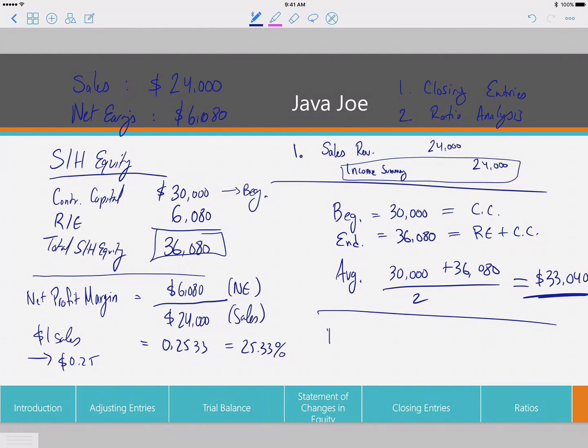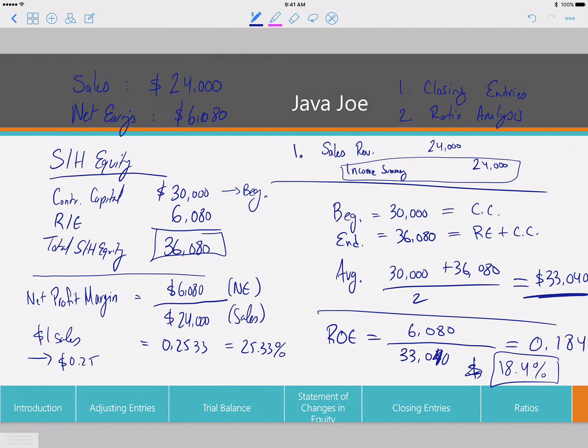So what we do for our return on equity ratio is we take our net profit and we divide that by 33,040, and that is going to be our return on equity. So 6,080 divided by 33,040 gives us 0.184. So 18.4% is our return on equity. So we can say for every $1 invested by shareholders, we have 18 cents of profit generated.